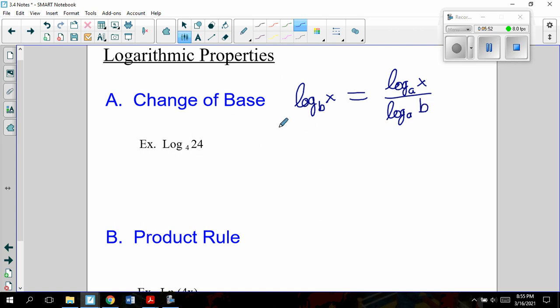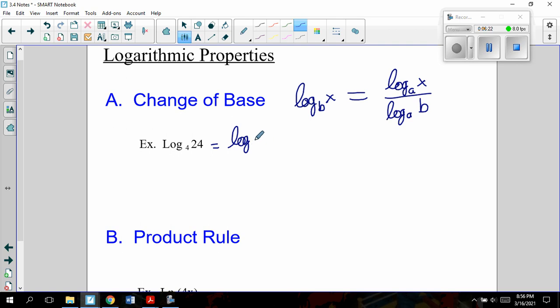So this is one of our properties: if I'm evaluating a log, I can change my base by doing division. The log of the input goes on top, the log of the base goes on the bottom, and then I get to pick what that a value is. For example, that kind of helps clarify a lot of these properties. This log, I can switch to log, and I can put any number I want here.